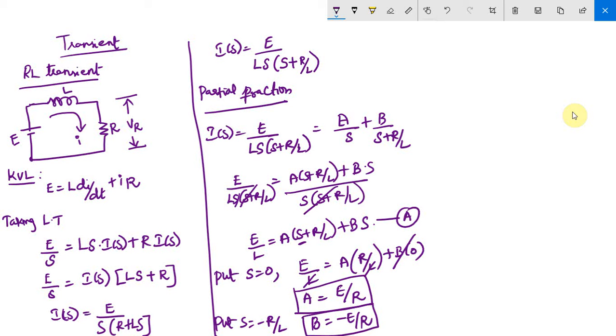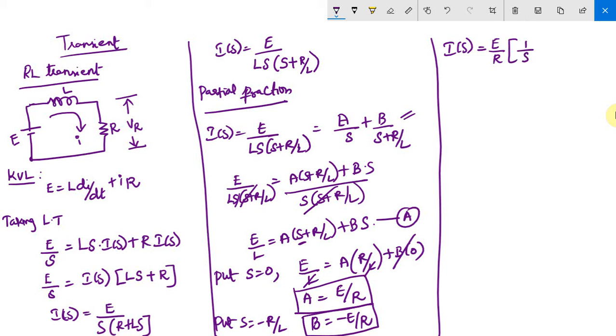Now write down your I(s), replacing A and B with the constants we have found. So we got I(s), where A is E/R and B is -E/R. In both the terms we have E/R. Both A as well as B have E/R. So taking it as common, I(s) becomes E/R into (1/s minus 1/(s + R/L)). Now we got two separate s terms, so take the inverse Laplace transform for this.